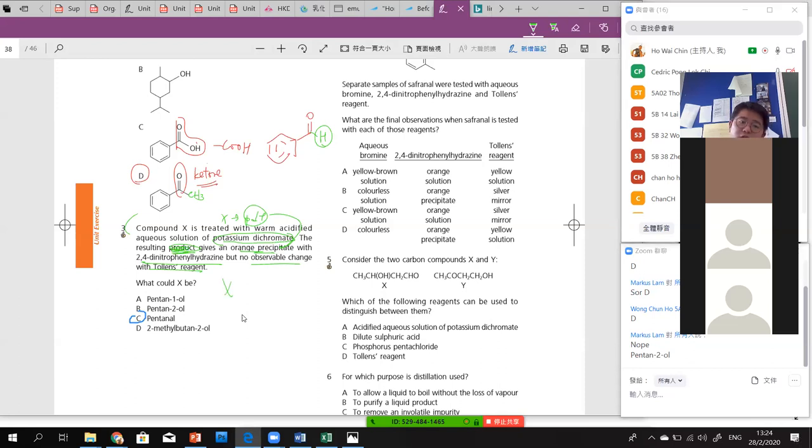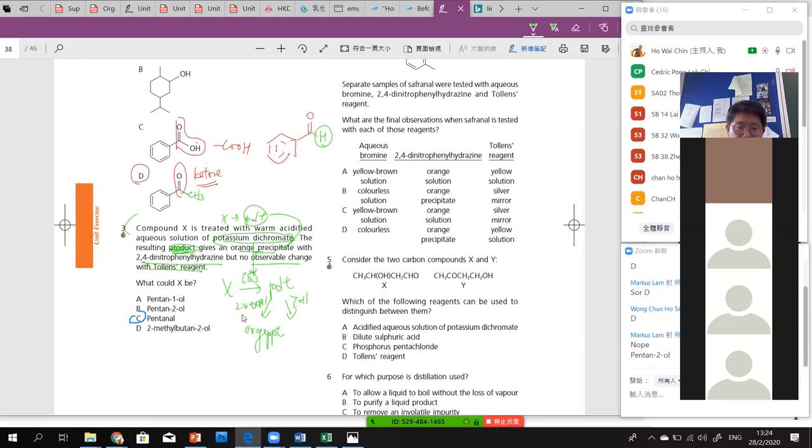X is just oxidized by using the oxidizing agent to form the product. Your product, you test it by two reagents. One is 2,4-DNPH, 2,4-dinitrophenylhydrazine, which gives an orange precipitate. Second, Tollens' reagent, and no observable change, which means no silver mirror. Can you get the point? So what is the hidden message?